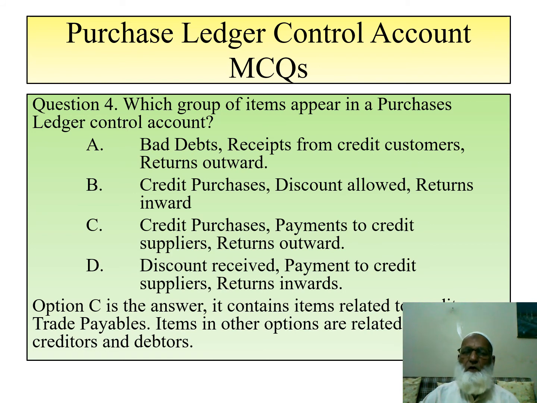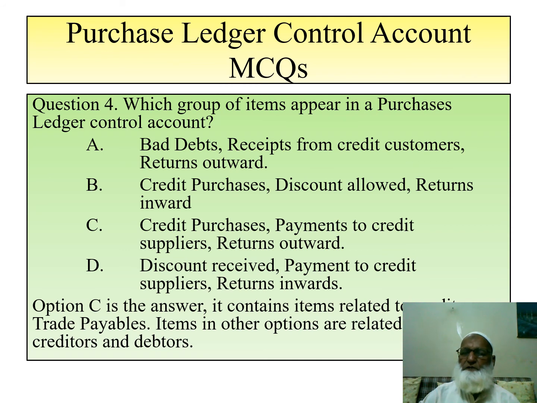Credit purchases, okay. Discount allowed. Discount is only allowed to the customers, so this is also not related to the purchases ledger control account. Credit purchases, yes, this is a part of the purchases ledger control account. Payments to credit suppliers, this is also related. And returns outward, means goods returned to the suppliers, is also related. So it seems that option C is the answer. It contains items related to the trade payables.